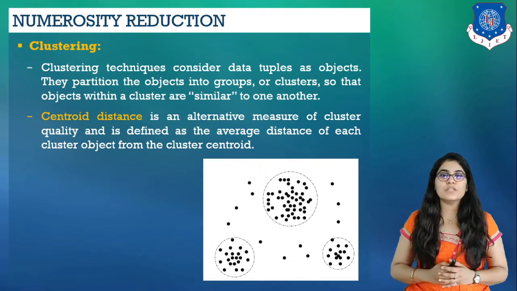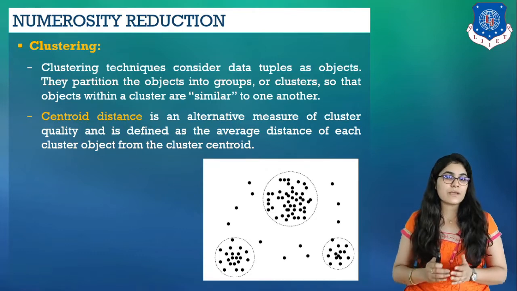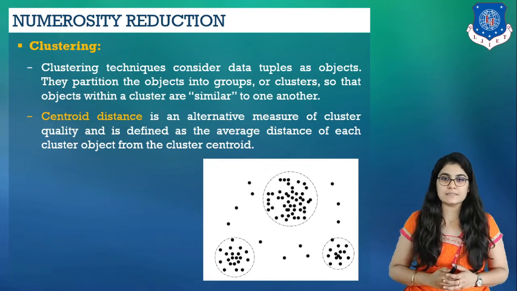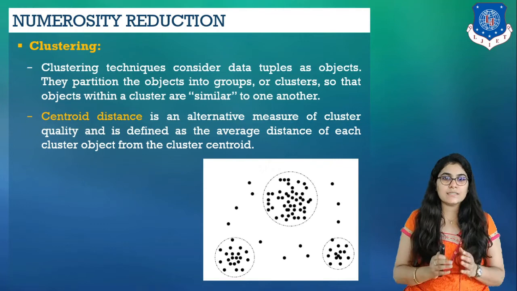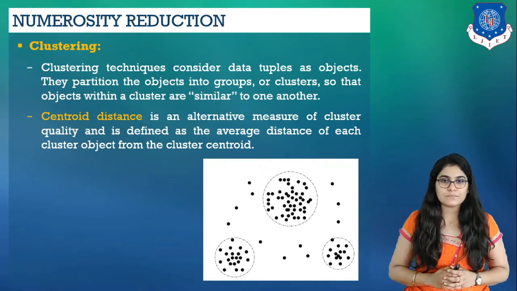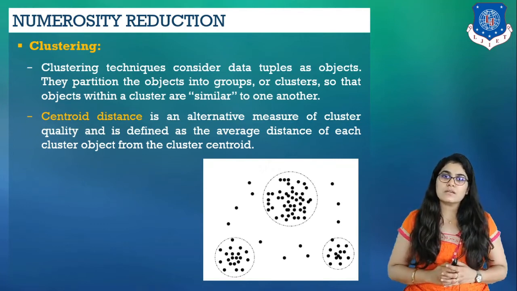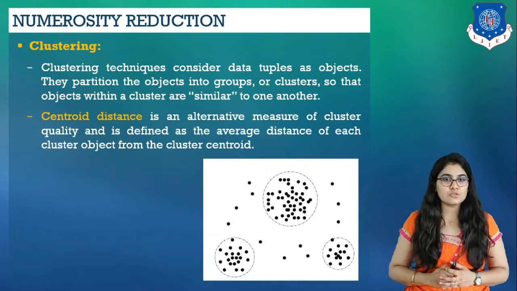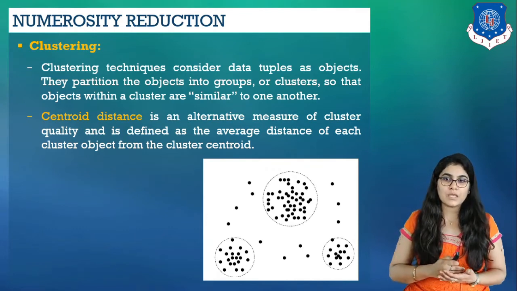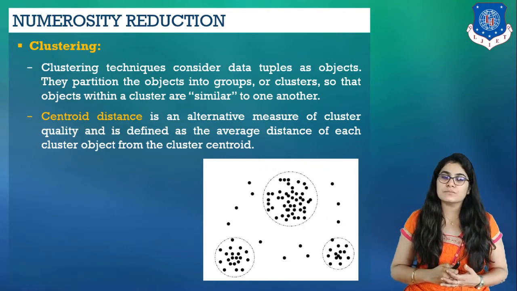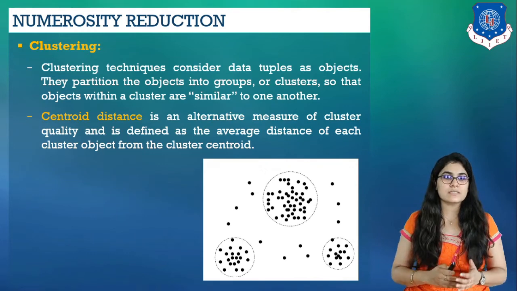The figure shows a 2D plot of customer data with respect to the customer location in a city. In the given figure, 3 data clusters are visible. In data reduction, the cluster representations of the data are used to replace the actual data. The effectiveness of this technique depends on the data's nature. It is much more effective for data that can be organized into distinct clusters than for smeared data.